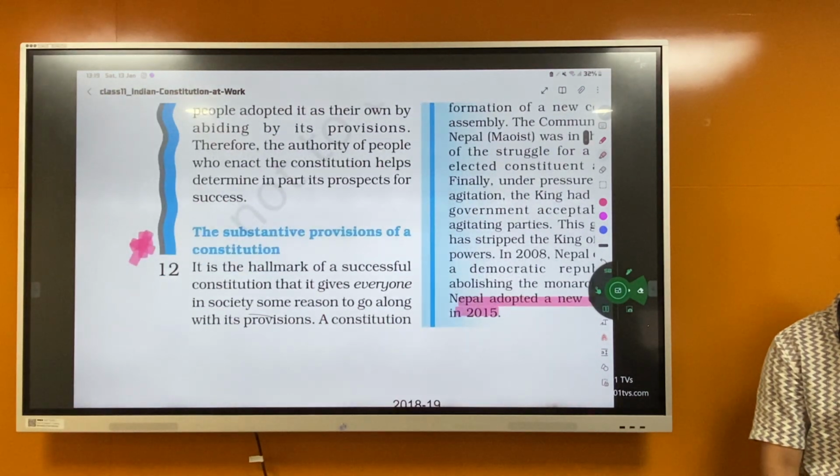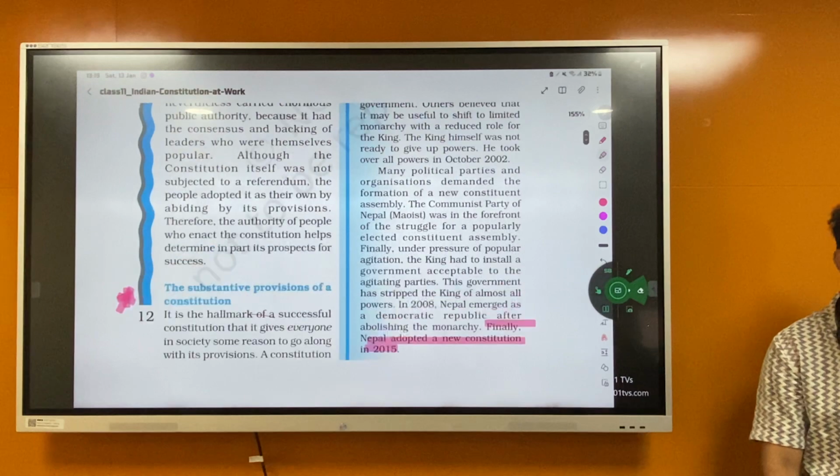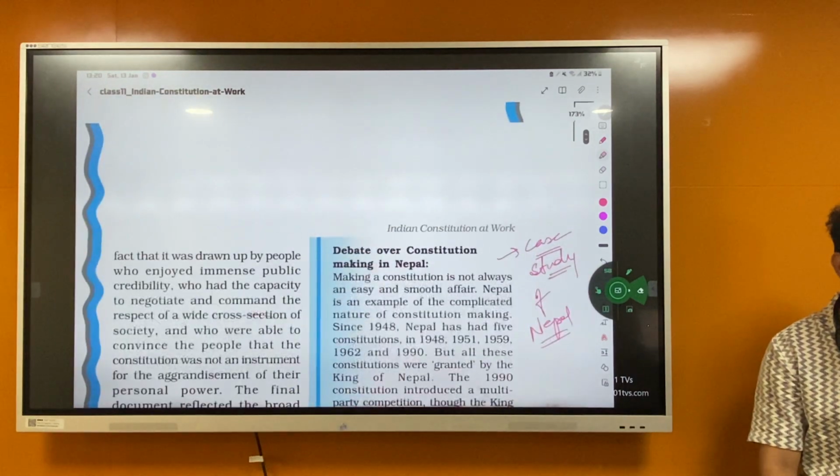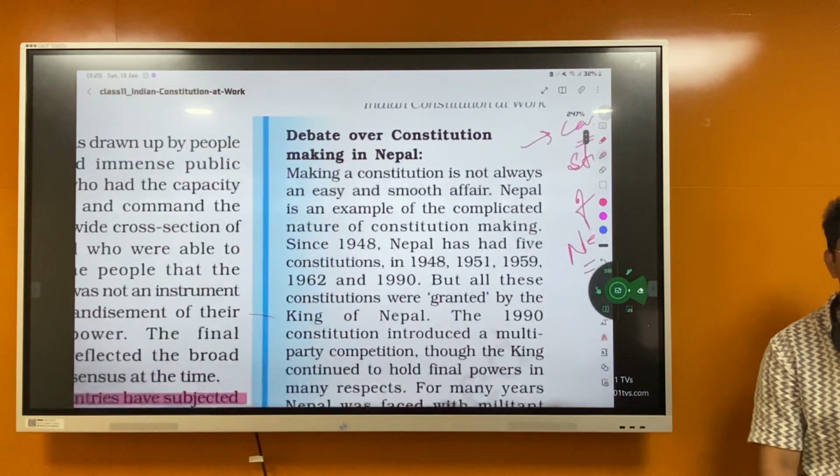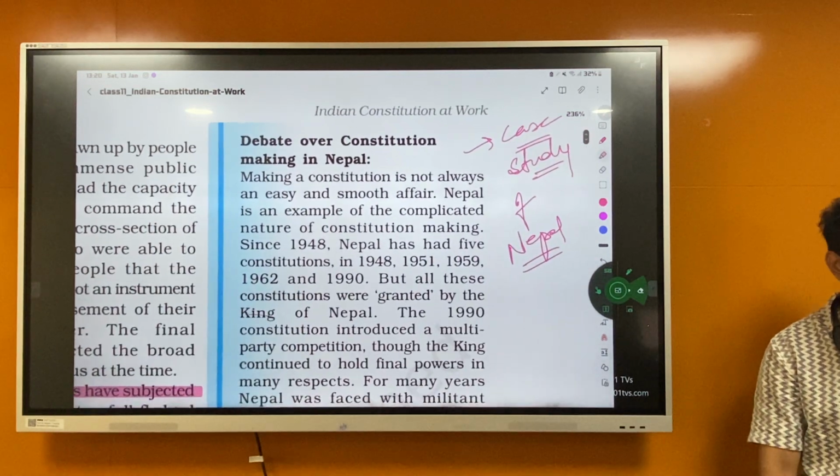Next is the substantive provision of the constitution. Before this, let's read about the debate over constitution making in Nepal. It's a case study of Nepal. You'll read.